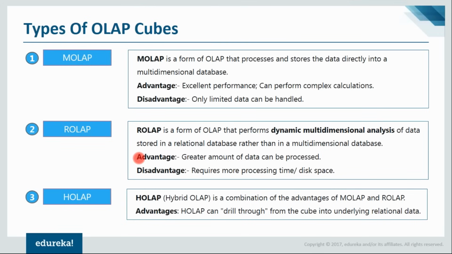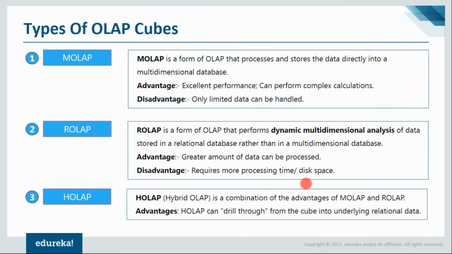And speaking of the advantage and why ROLAP can be used instead of MOLAP, it is because a greater amount of data can be processed in this case, all right? But in case of MOLAP, only a limited amount of data can be handled at any point of time. However, the problem is it requires more processing time and a lot of disk space. It needs more processing time because you are going to convert your multidimensional data into relational data, and once you've converted that, you have to then store it inside a relational database. This is certainly more time consuming than your multidimensional OLAP, right? So that is one disadvantage with your relational OLAP.